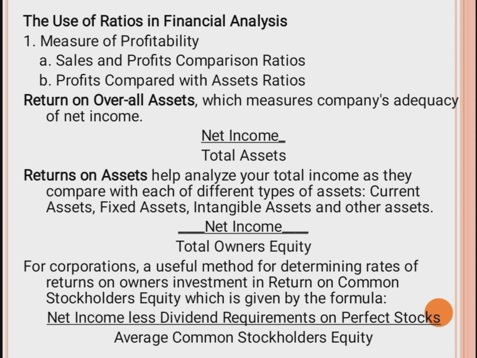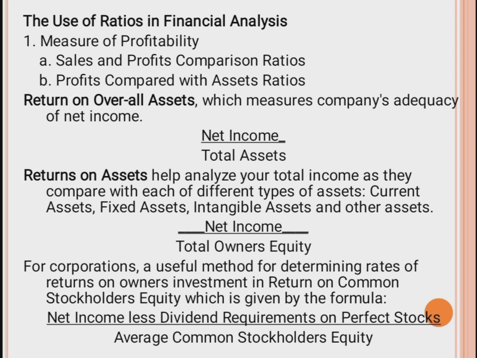And letter B, profits compared with assets ratios. Financial rate of returns fall under this grouping. They evaluate a company's earning power. The most common are the return on overall assets, which measures your company's adequacy of net income. It measures how productive your assets have been during your last operating period. This ratio is given by the formula net income over the total assets.